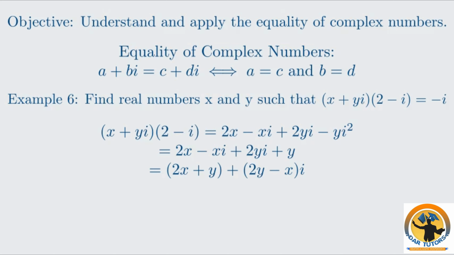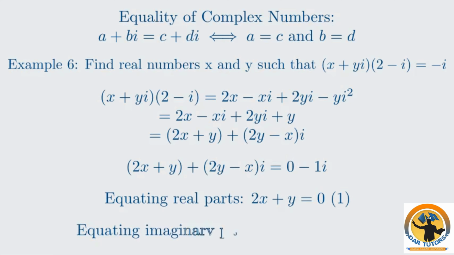Rearranging the terms, we group the real parts and the imaginary parts. The left side is (2x plus y) plus (2y minus x)i. Now, we set this equal to the right side, which is negative i. We can write negative i as 0 minus 1i to make the real part explicit. Using the equality rule, we equate the real parts and the imaginary parts.